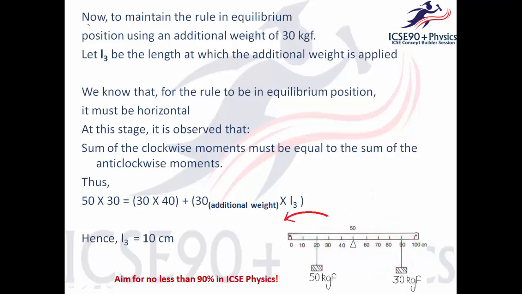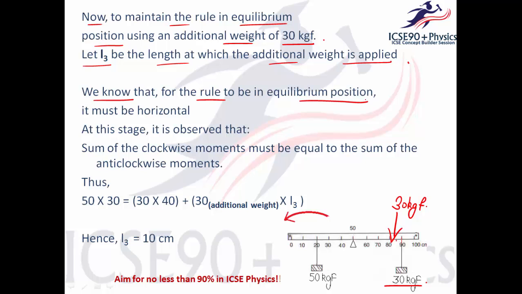And thus we can say that to maintain the rule in equilibrium position using an additional weight of 30 kgf, let L3 be the length at which the additional weight is applied. We don't really know at what length we need to apply this additional weight of 30 kgf in addition to the existing one. We know that for the rule to be in equilibrium position it must be horizontal, and that the sum of the clockwise moments must be equal to the sum of the anti-clockwise moments.